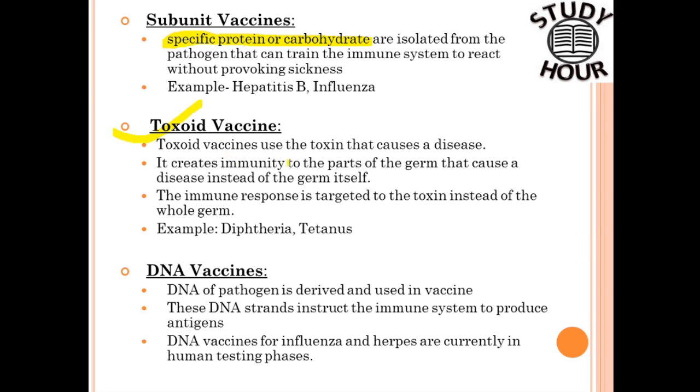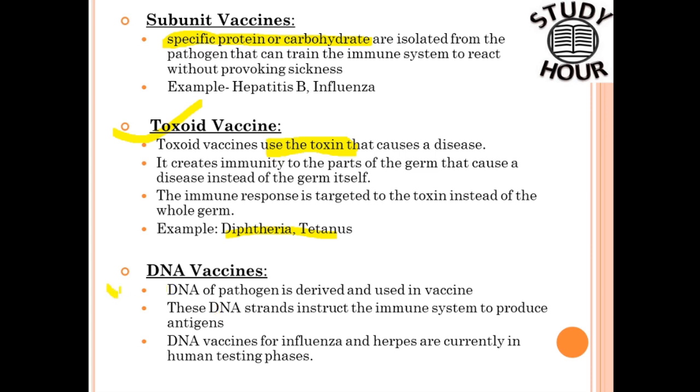See, some of the pathogens, they themselves do not cause any disease, but they enter into the body and using this body's mechanism, they produce toxins, okay, and because of those toxins a disease is caused. So using those toxin in vaccine as antigen makes the toxoid vaccine. All right, so it creates immunity to the part of the pathogen that causes disease instead of whole of the pathogen. Okay, example is diphtheria and tetanus vaccines.